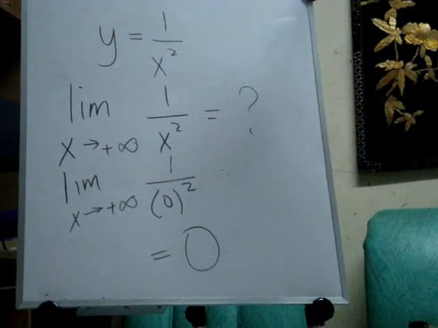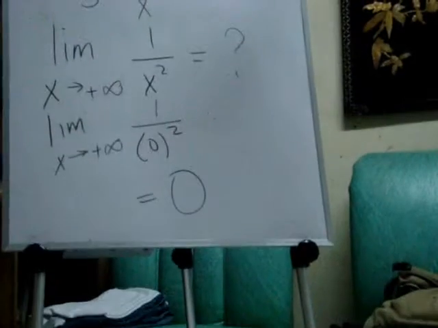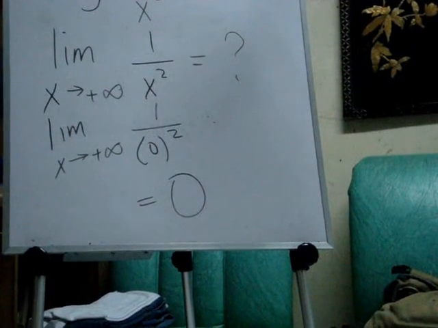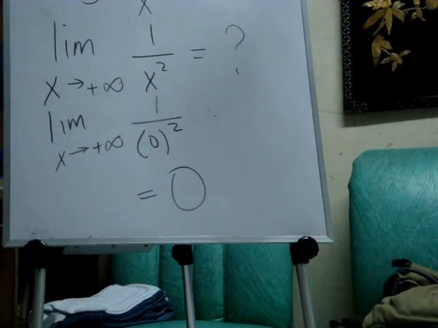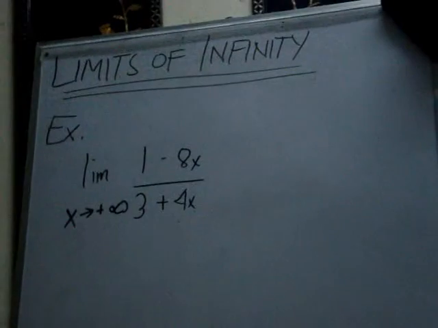So there, we replace x with 0. And now, we have our answer here, 0, because 1 over 0 is always 0.